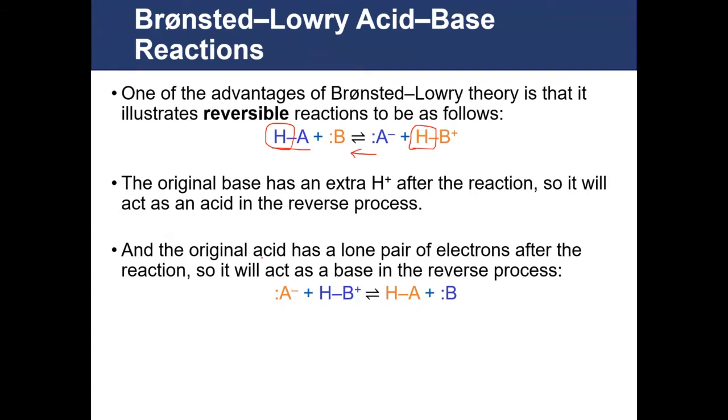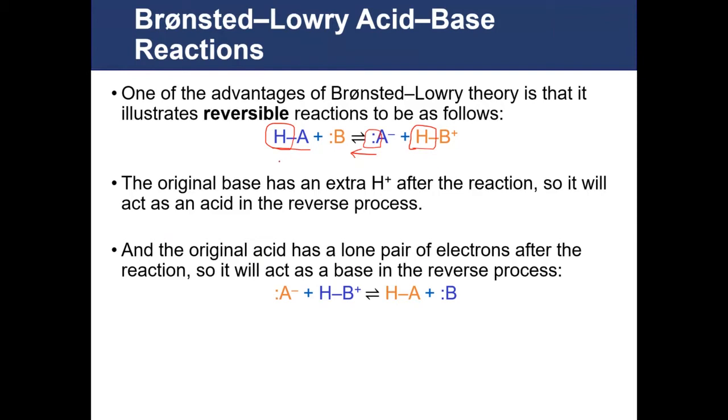In the original reaction, the thing that started out as the acid now has a lone pair of electrons, right? Because when it donates the proton, it donates it as an H+, which leaves behind a pair of electrons. So we have a lone pair here, which is the key component to a Bronsted-Lowry base. So the original acid, which now has a lone pair of electrons after the reaction takes place, can now act as a base in the reverse process.